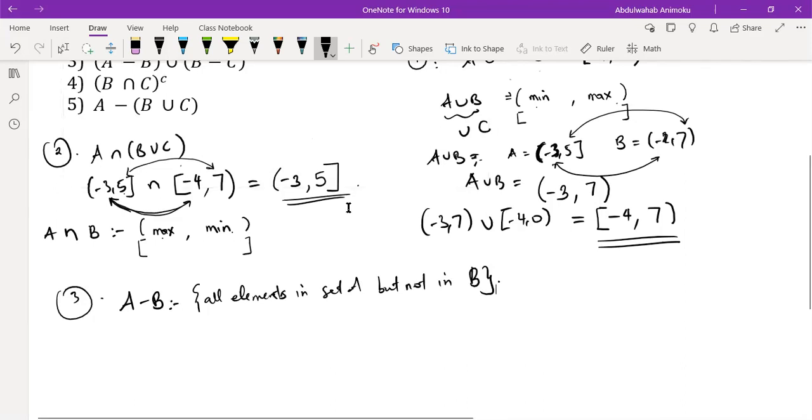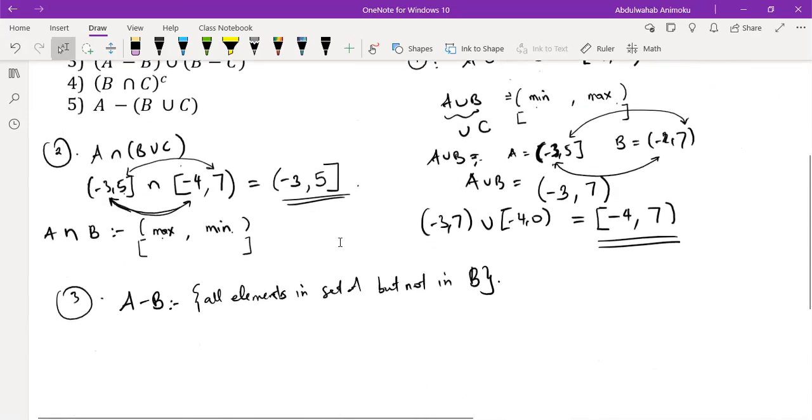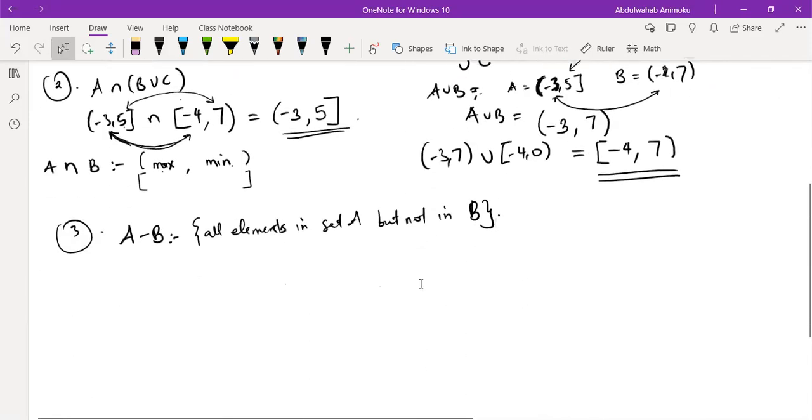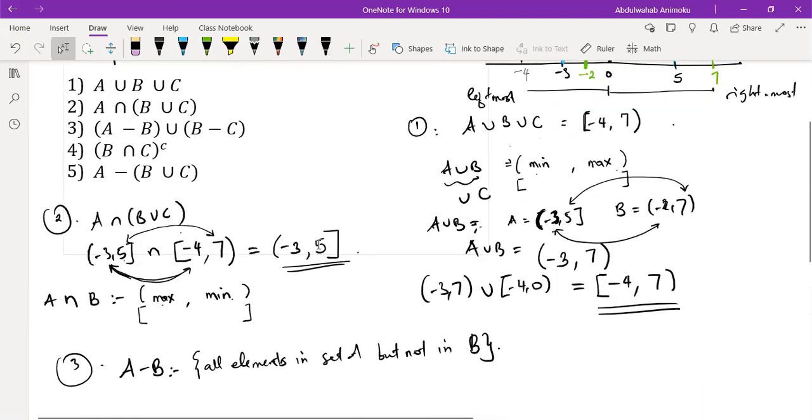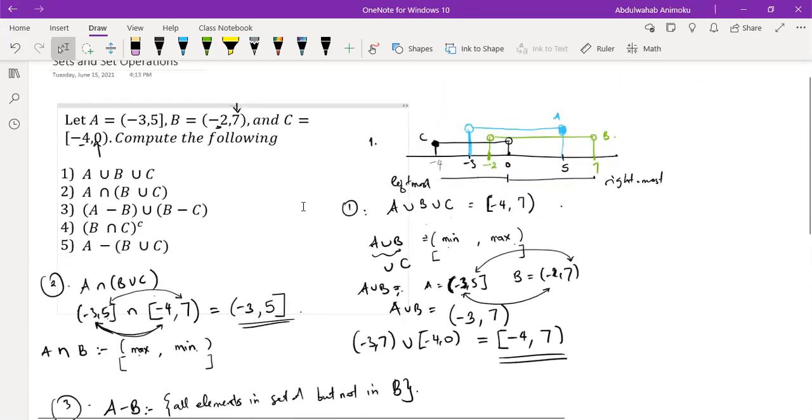So it is easy if we have a discrete set of data, that will be easier to find. But when you have a continuous set like we have here, which is an interval, it is not so easy to find. And we have to use the real line to help us to determine this. So let's just consider these two sets on the real line, and then let's see what they are made up of.